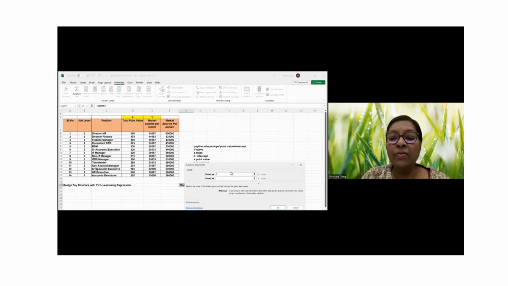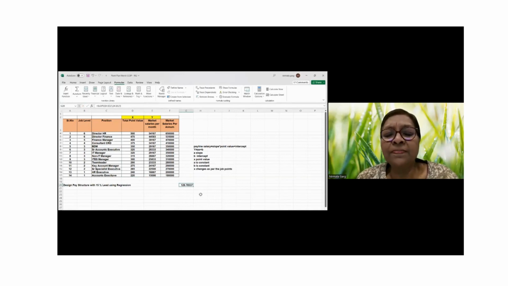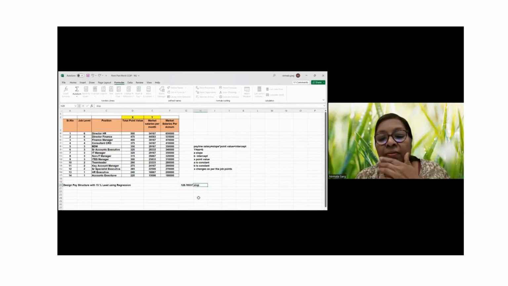Now, known wise, which data will I take? Got it? Drag the data. Now here you can't take any one. You have to take known Y, so the Y data, and known X. Now say okay. So what is your value for slope? This is your slope value.